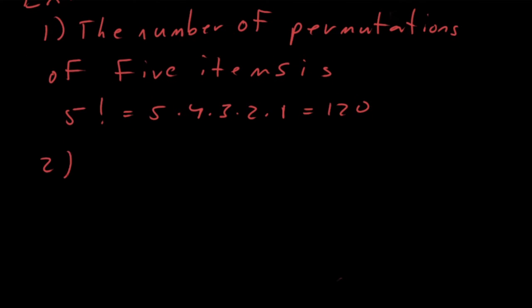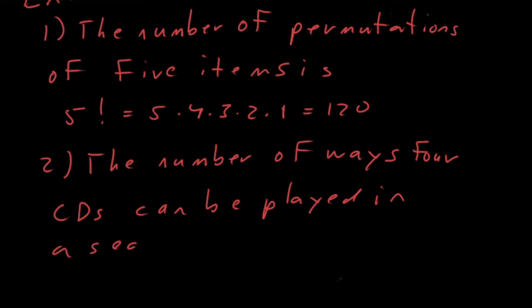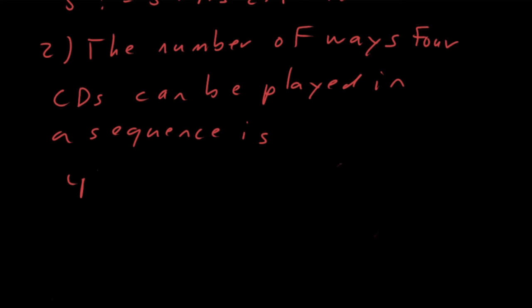Okay, number 2, the number of ways 4 CDs can be played in a sequence is 4 factorial, which is 4 times 3 times 2 times 1, because we're doing it in a sequence. So as soon as you choose the first one, then that one's gone, and then you have 3 choices, and then you have 2, and then you have 1. Okay?